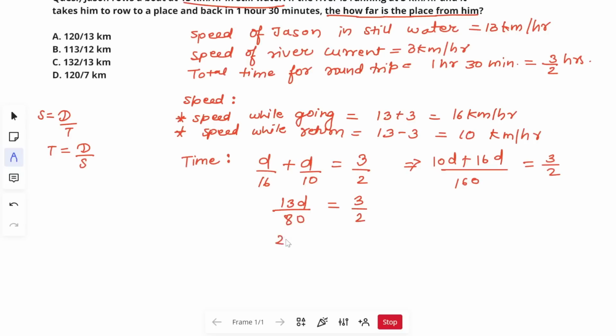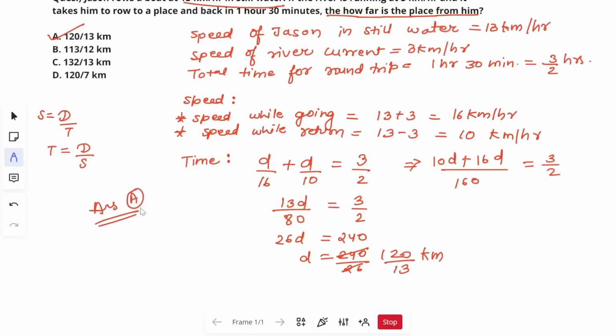So this 2 will multiply there, which is going to be 26d, and this 80 into 3 will be 240. Okay, now d will be what? 240 divided by 26, which is going to be, if we cancel this by 2, 120 divided by 13. Okay, and distance is in kilometers, so we will write kilometer. Let's see if we have that option. Yes, option A is this one. The correct answer of this question is going to be option number A. Hope you have understood it.